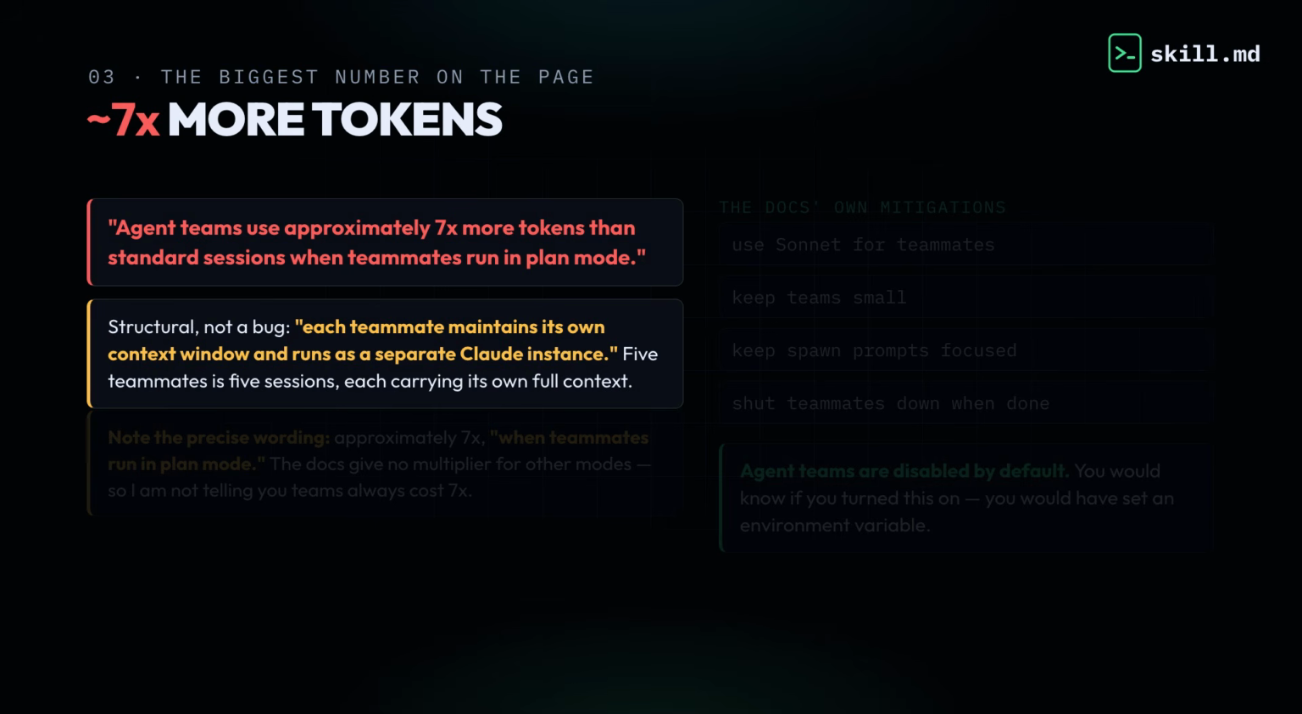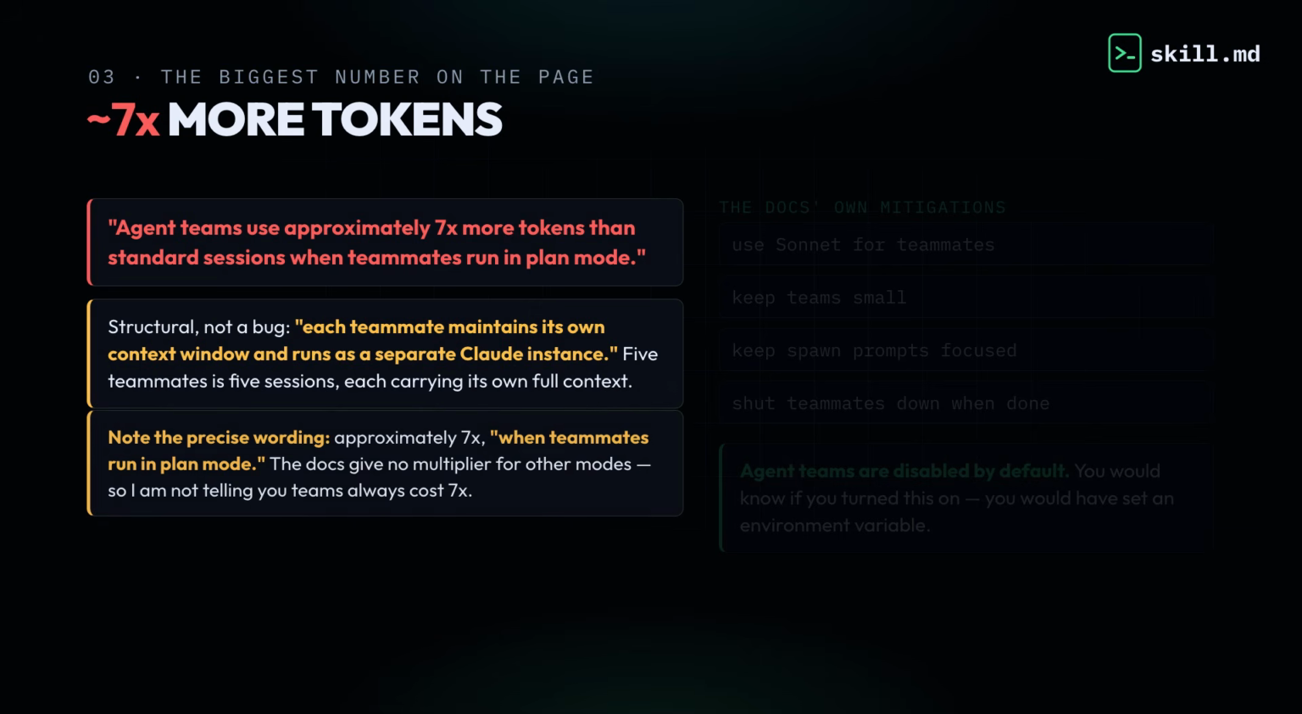Note the precise wording though, I want to be exact. It says approximately 7 times when teammates run in plan mode. That's a specific condition, and the docs don't give a multiplier for other modes. So I'm not going to tell you agent teams always cost 7 times more.